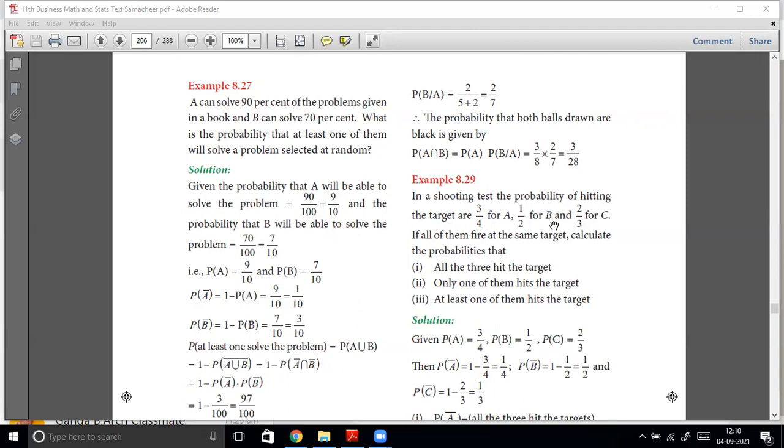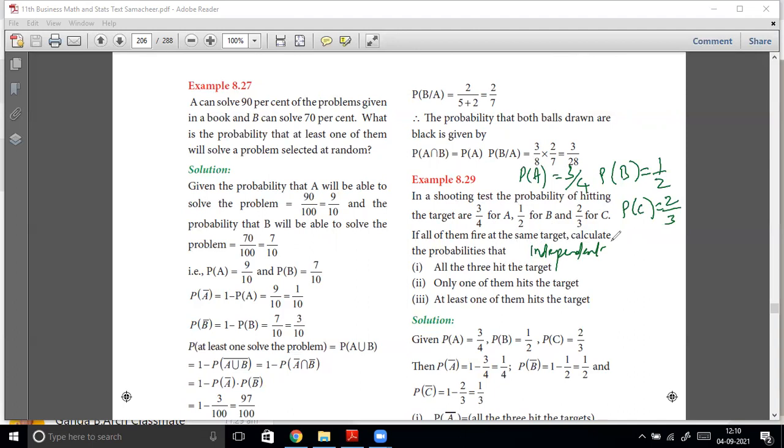In a shooting test, the probability of hitting the target for A is 3/4. For B, probability of B is equal to half, and probability of C is equal to 2/3. If all of them fire at the same target, calculate the probabilities. See, these are independent events. Why are they independent? Because A is not shooting B and killing him; all of them are shooting independently at the target. That's all.